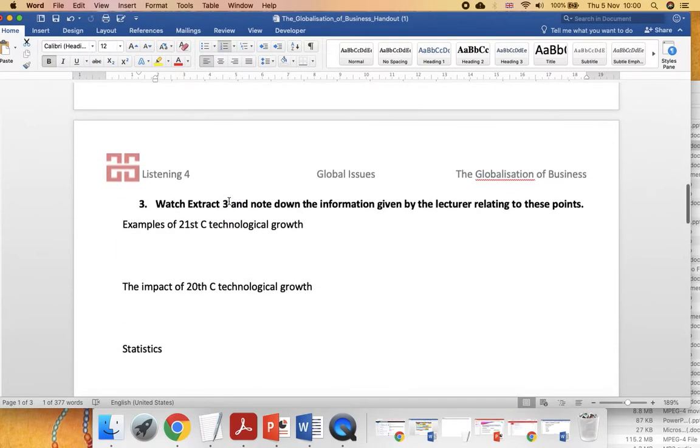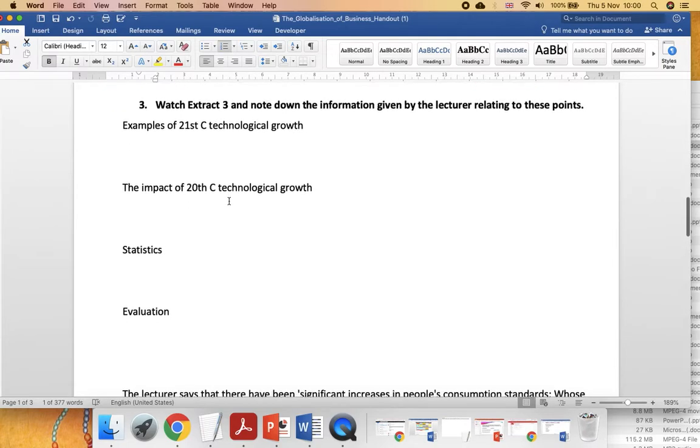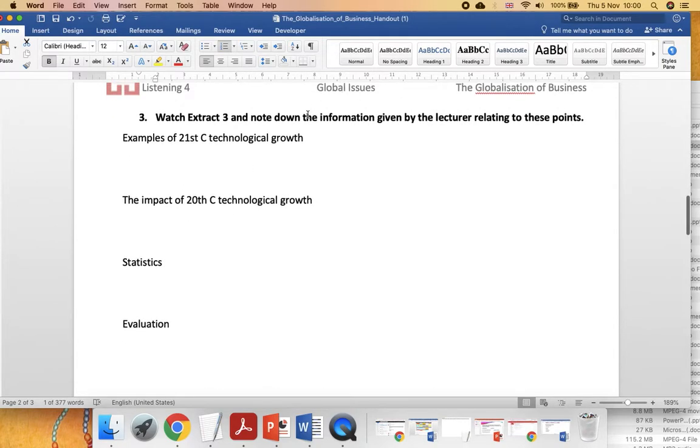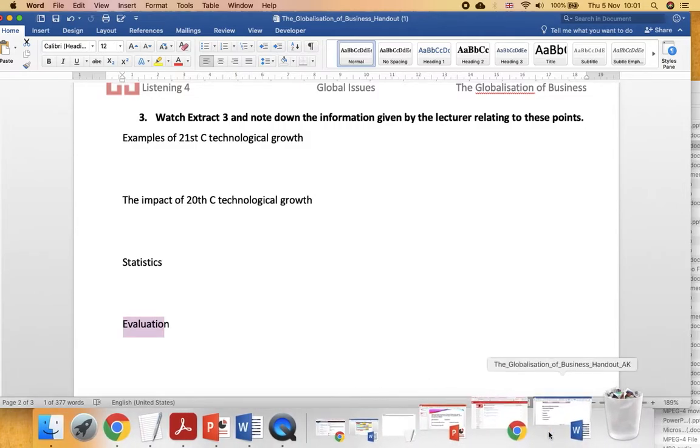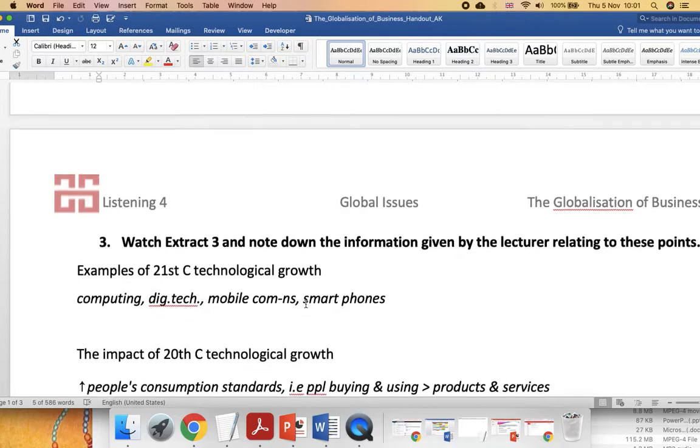Now, extract 3. Again, we are watching it and taking notes about the most important information. So what are the examples of the growth? What's the impact of the growth? Some statistics and evaluation. Is it positive? Is it negative? Is it effective? Pause the tutorial. Start. Good. Now let's check. Let's compare.